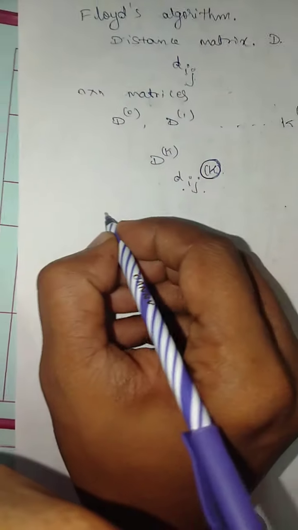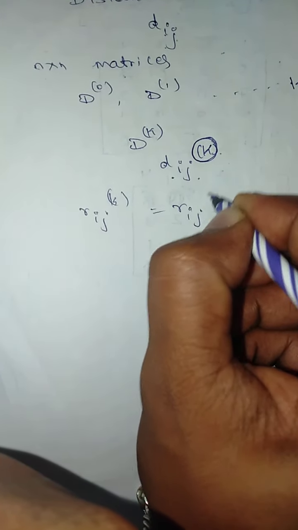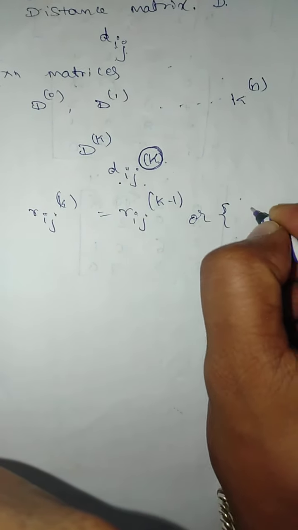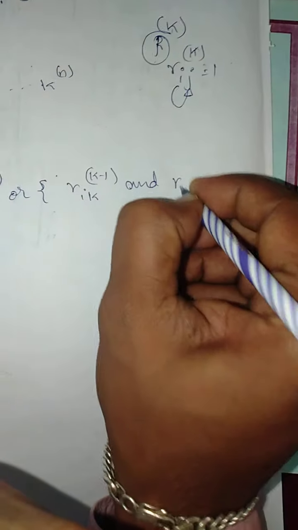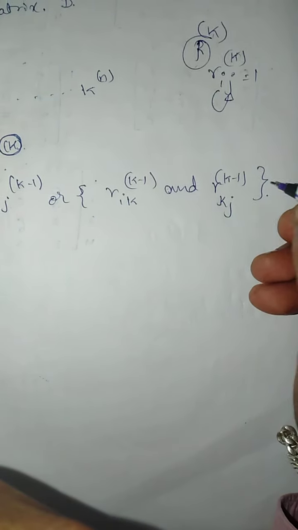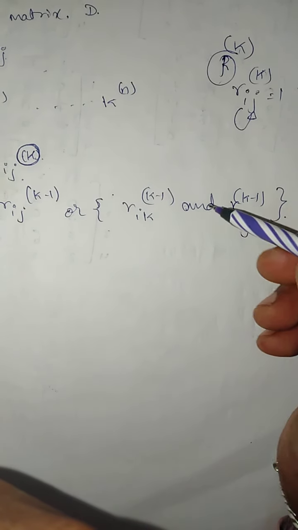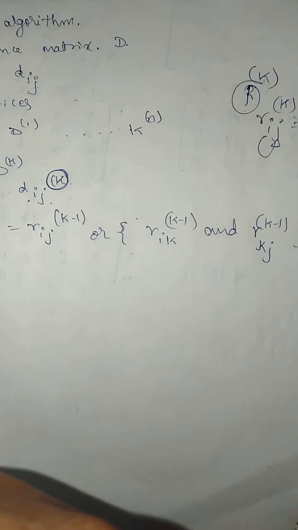In the transitive closure, the formula was Rij of k equals Rij of k minus 1, or Rik of k minus 1 and Rkj of k minus 1. So, if you understand and solve the transitive closure, then you can understand Floyd's algorithm better. It is a straightforward slight modification of the transitive closure.